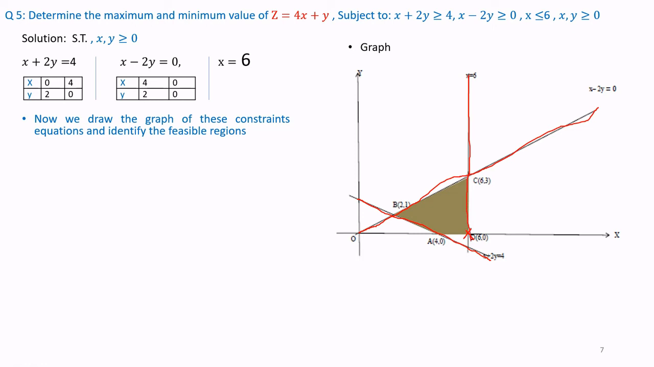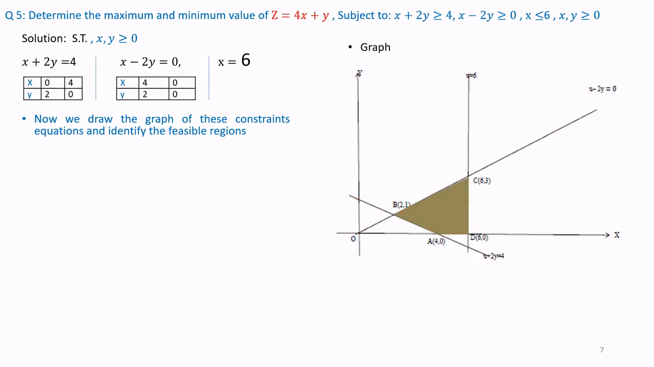Now we have to mark the region. If you see the third constraint, x should be less than or equal to 6. So all the points should be on the left side of x is equal to 6, this region. And x plus 2y should be greater than 4. Greater than 4 is this region, so the region should be above this. And x, y should be more than 0, so it is above this. So this is the region. The identified region is marked here.